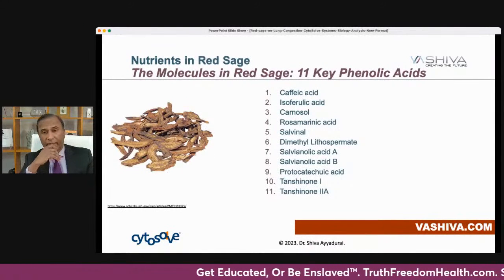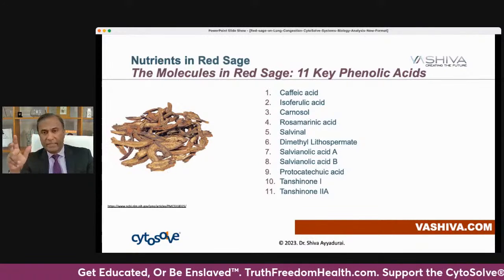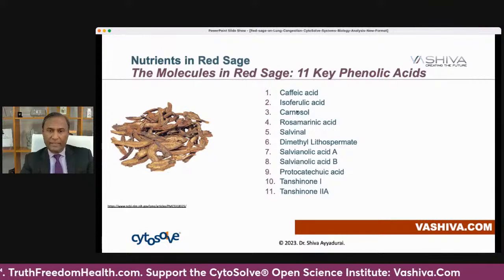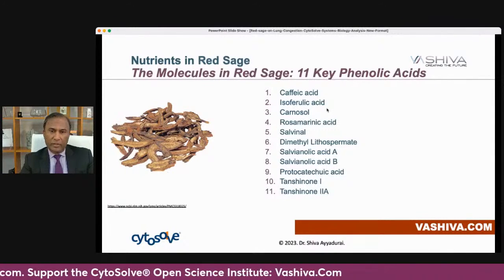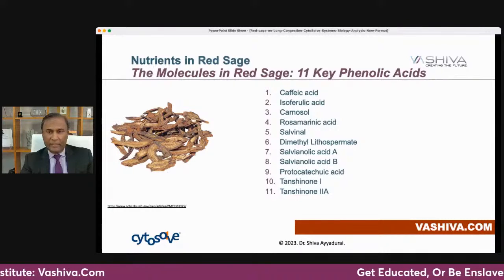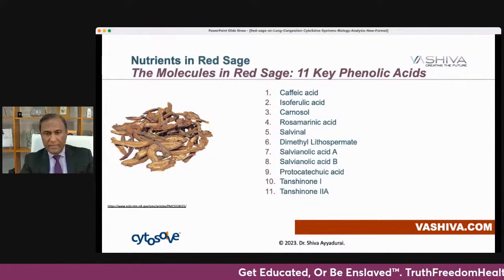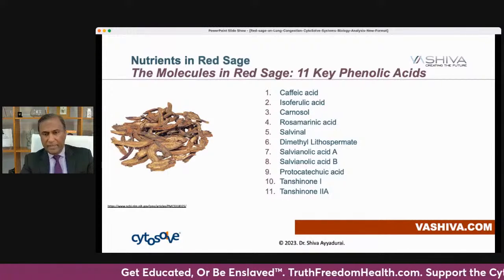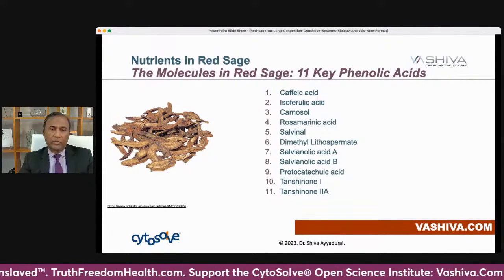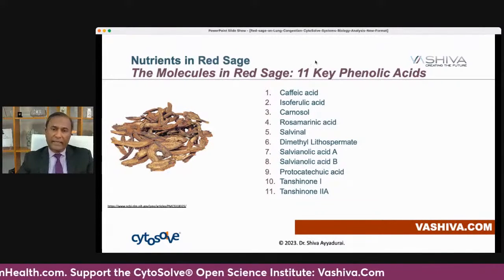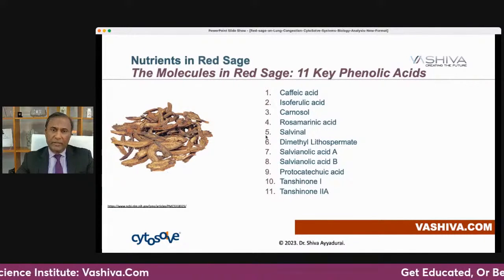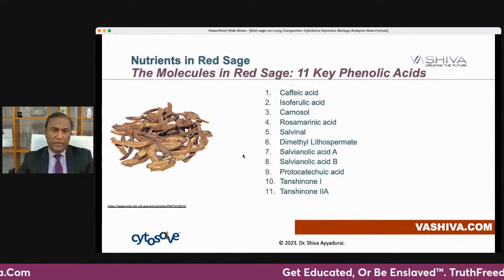And there are 11 key phenolic acids. Remember, that's one of the kinds of compounds. And here are those 11 phenolic acids. You'll see caffeic acid, isoferulic acid, carnosol, rosmarinic acid, salvianolic acid, dimethyl lithospermate, salvianolic acid A, salvianolic acid B, protocatechuic acid, tanshinone I, and tanshinone IIA. So these are what are called phenolic acids, very powerful compounds. So think about this. This is literally a pharmacy in here of these 11 phenolic acids. So those are the things in red sage.